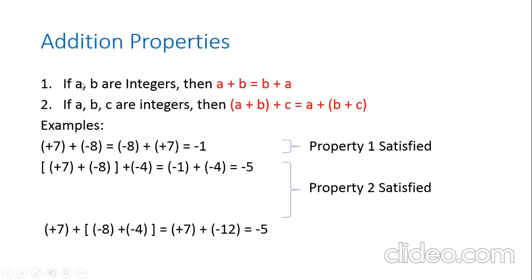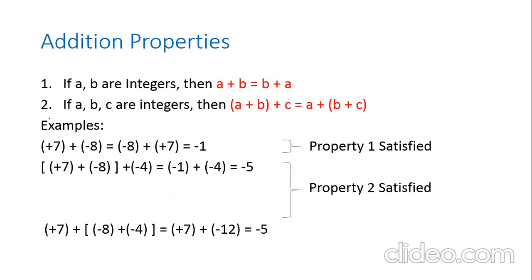Addition properties. If a and b are integers, then a plus b equals b plus a. Let's take an example. +7 plus -8 must be equal to -8 plus +7. Let's see if this is true.